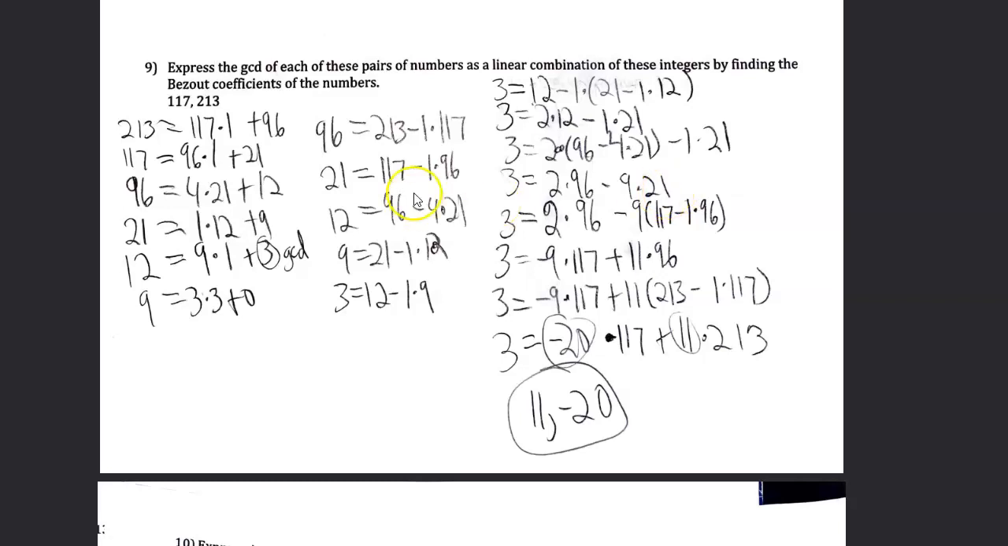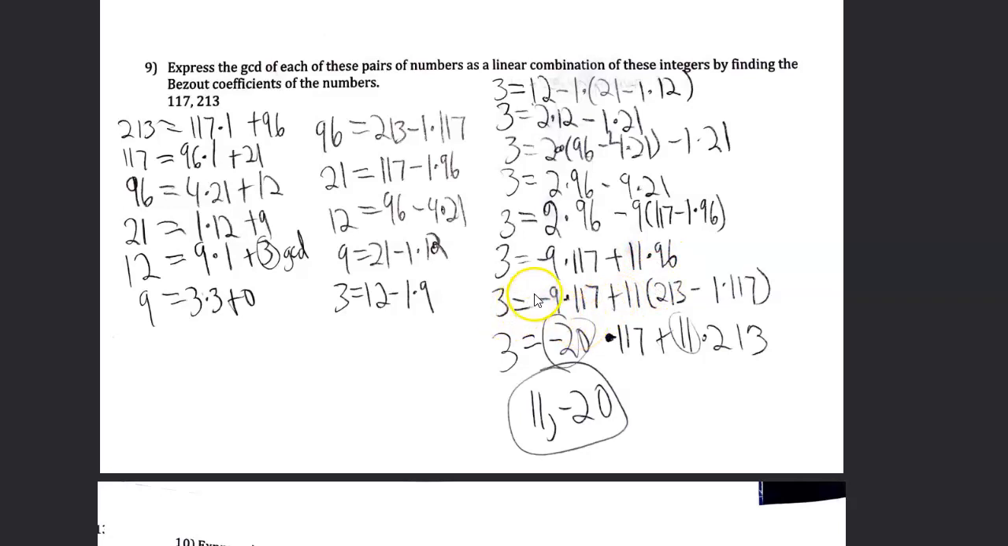And then next, I'm going to replace my 21 with the equation that I have over here. So it's going to be 2 times 96, which is just going to carry down, minus 9 times this equation, 117 minus 1 times 96. Distributing that all out and adding, I'll have 3 equals negative 9 times 117 plus 11 times 96.